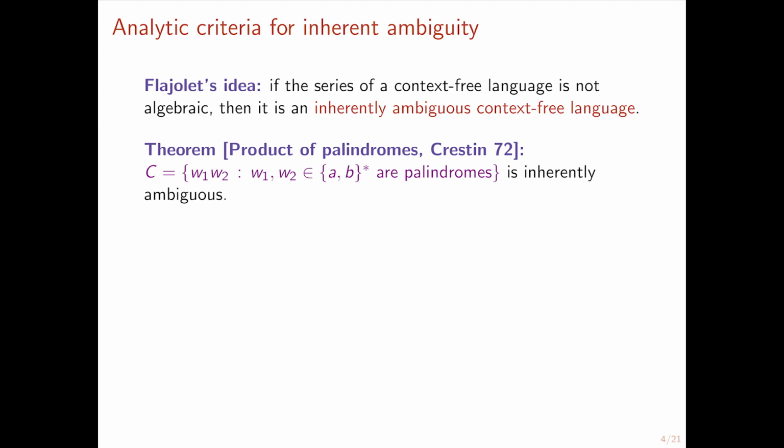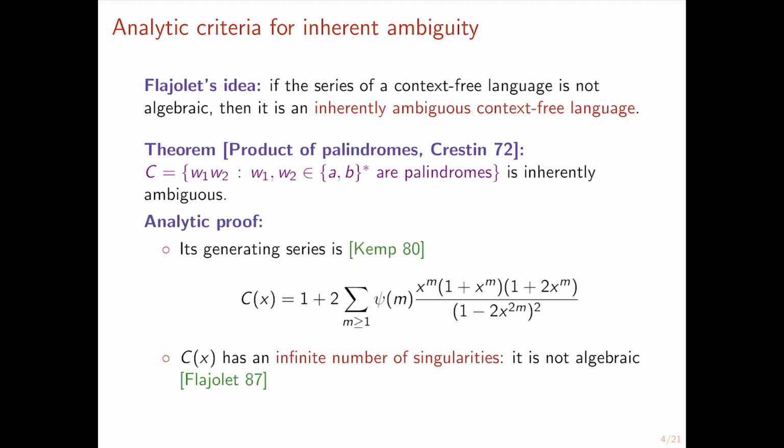As an example, consider the product of palindromes, depicted here, which is the language of words that can be written as a concatenation of two palindromes. The proof via counting goes as follows. First, compute the generating series of the language, which was done by Kemp in '80. And then prove that it is not algebraic using analytic tools. For this example, Flajolet showed that the series has infinitely many singularities and hence cannot be algebraic. When it applies, this technique provides a quite elegant and powerful alternative to pumping techniques.